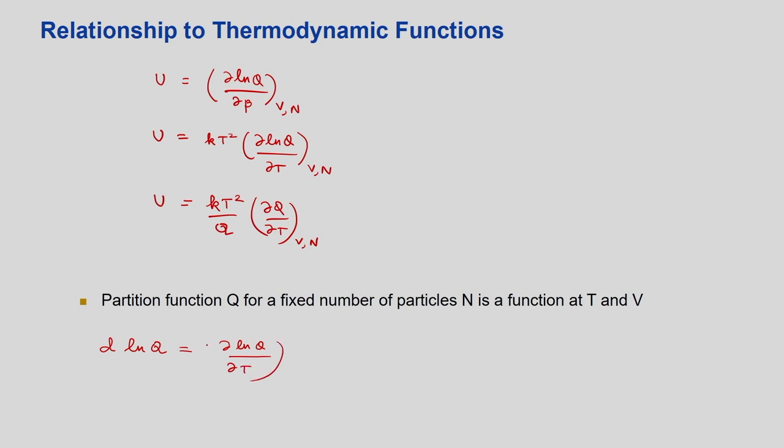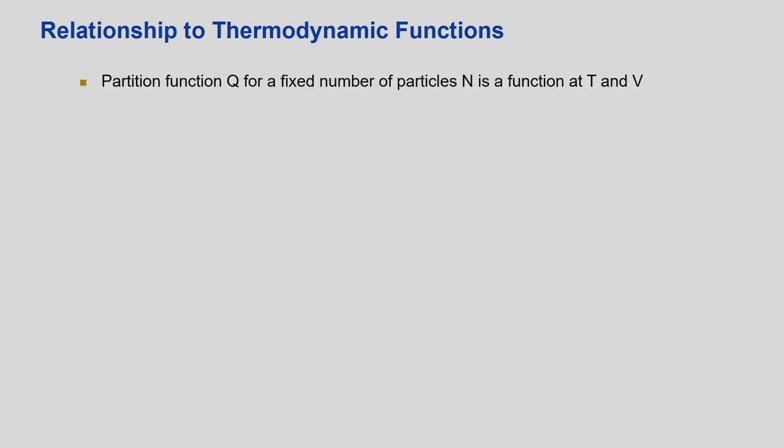So, it will be like this: ∂ln Q/∂T at constant volume and number of particles into dT, plus you have ∂ln Q/∂V again with respect to dV. So, let us multiply the previous expression by kT² on both sides.